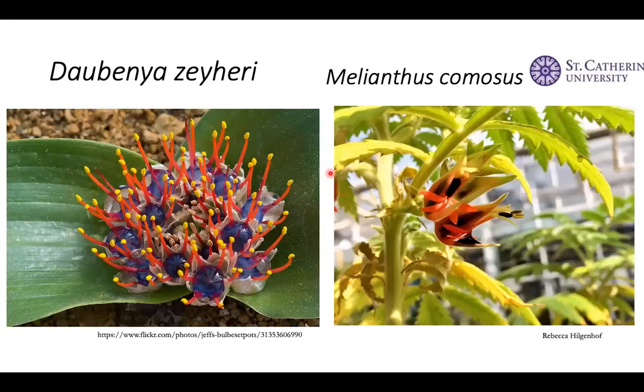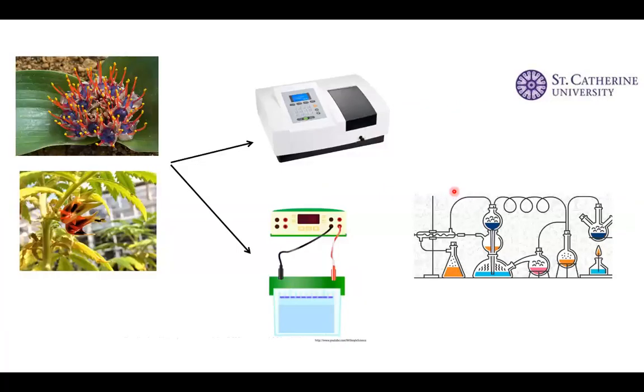Now, the nectar world is full of secrets such as these. There are exotic nectars that are found across the world that have different colors, and very little is known about them. So for example, Dabinia zaheri here has blue nectar, and Melianthus comosus here has black nectar. So this is something that we are starting to look into.